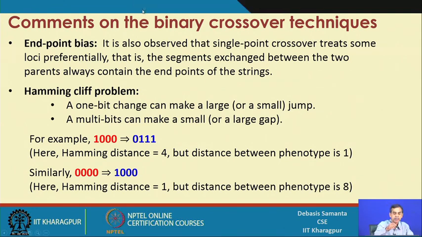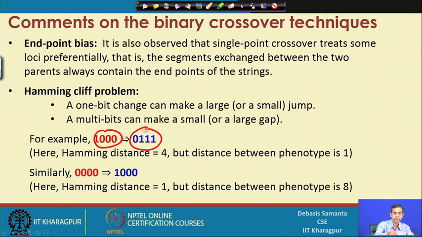Another is that some crossover techniques may suffer from one problem, and this is called the Hamming cliff problem. Hamming cliff basically means that if we change a small amount, it may not give better changes. On the other hand, if we change a large amount, it can give very small changes. For example, here some parent chromosome is converted to this one, so there is a large number of changes in bits.